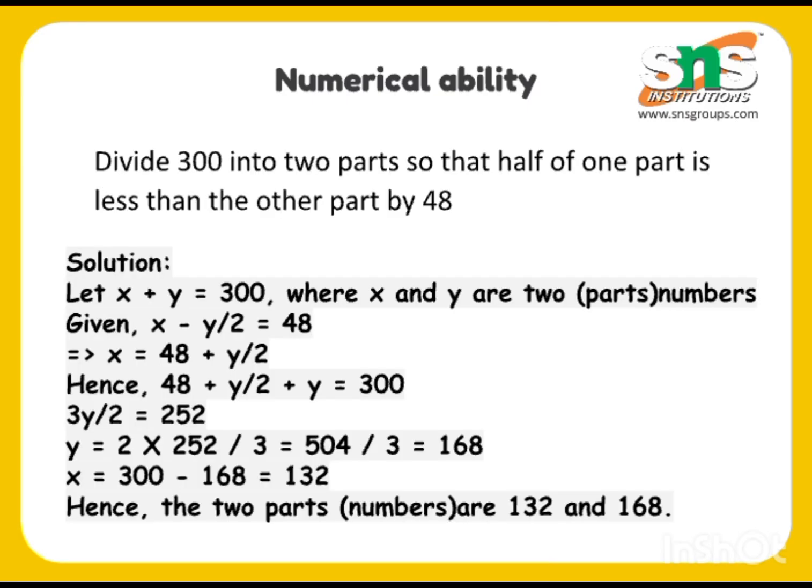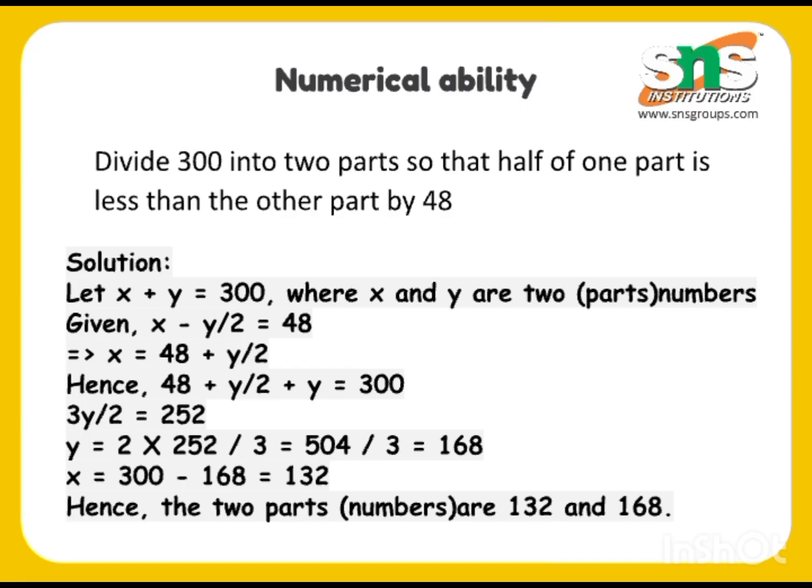x plus y is equal to 300, where x and y are the two different parts. Now from the question we can make this statement. You have one part as x, and the other part is going to be half of one part, so that is x minus y by 2, that will be equal to 48. When you subtract half of the other part from the x value, you will get the answer 48. So the question is framed in statement form.